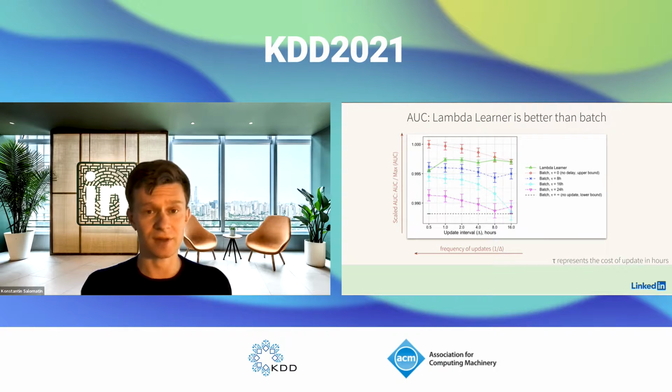Now let us take a look at the performance of our method and compare it to different batch baselines for different update frequencies and different costs of updates. There is nothing surprising in how the batch updates behave on this plot. As the update frequency decreases left to right, the performance of batch updates degrades as well. Also, batch updates with lower training cost perform better. You can see that the curves are nicely stacked on top of each other. Lambda learner, the solid green line, outperforms all batch variants except the upper bound, but it gets quite close. Another observation is that its performance is not impacted much by the frequency of updates.